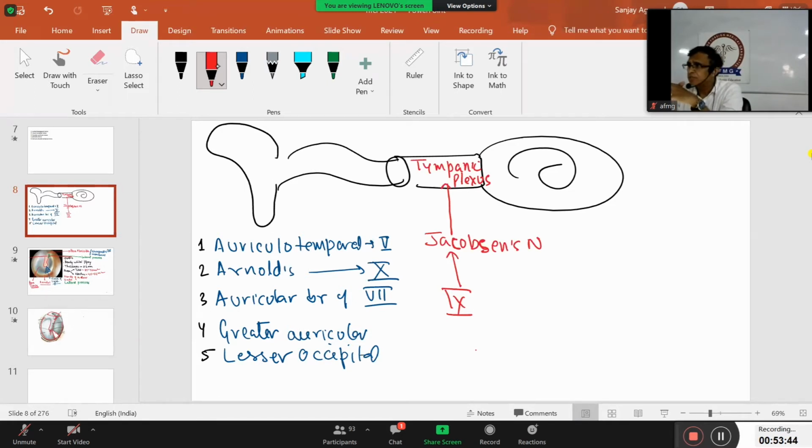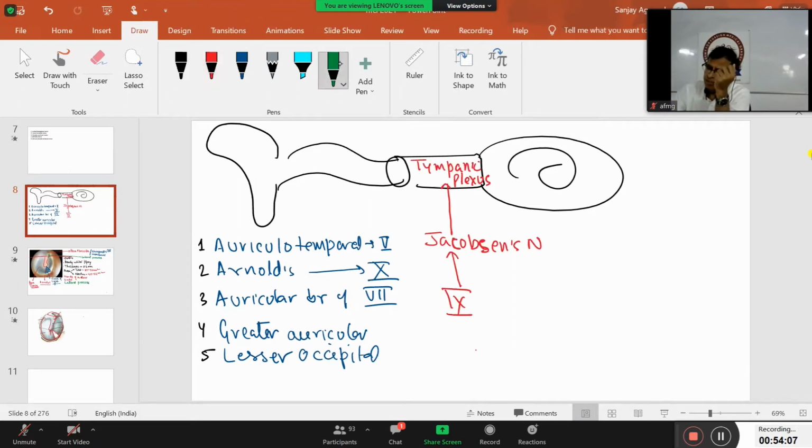Therefore, if I ask you which nerve supplies the middle ear, you can say any of the 3. You can say tympanic plexus, you can say Jacobson's, you can say 9th. All 3 are the same thing. So now you know the nerve of the middle ear also. It's easy now.